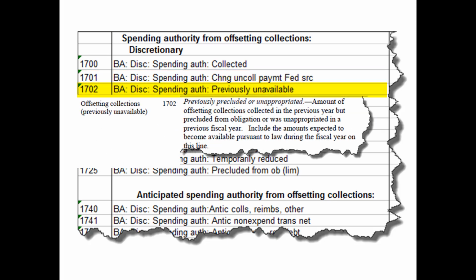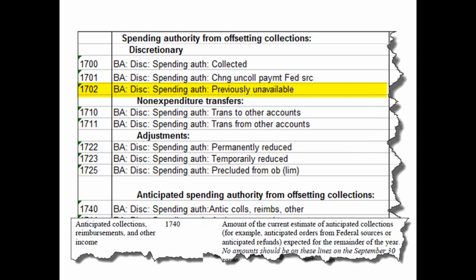Line 1702, offsetting collections previously unavailable, identifies collections from the previous year that didn't become available until the current year. The only discretionary account in HHS that uses this line is FDA because they collect user fees for a fiscal year in the fourth quarter of the previous fiscal year. These amounts, which are initially recorded as unavailable, carry over and then pop up after the fiscal year begins on line 1702.